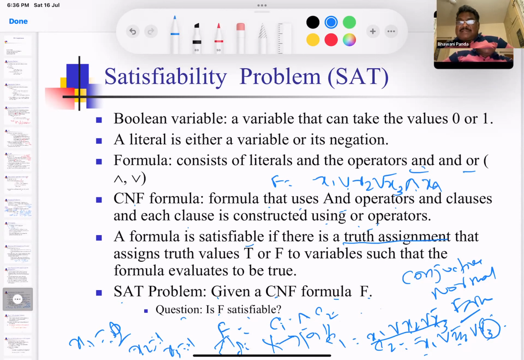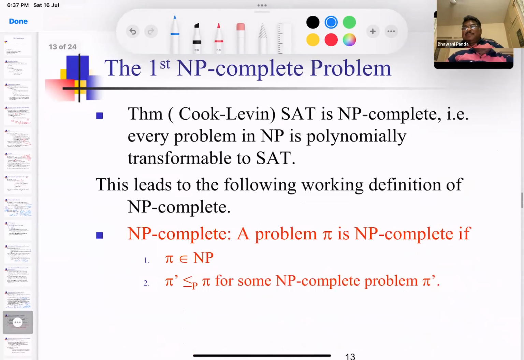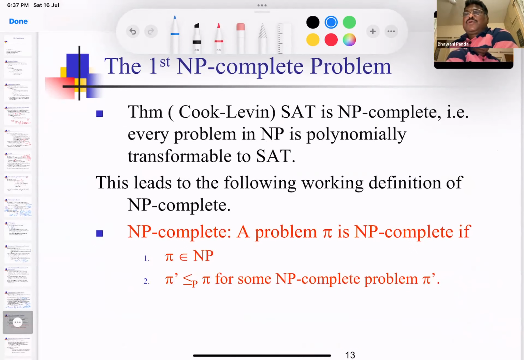So this belongs to NP, but the important thing is that the first NP-complete problem was shown by Cook and Levin. This is the Cook-Levin theorem. SAT is NP-complete, which means every problem in NP is polynomially reducible to SAT. Now, once we have an NP-complete problem, note that this relation is transitive.